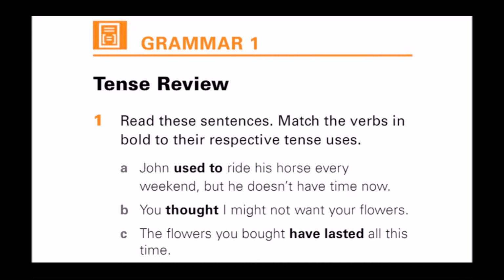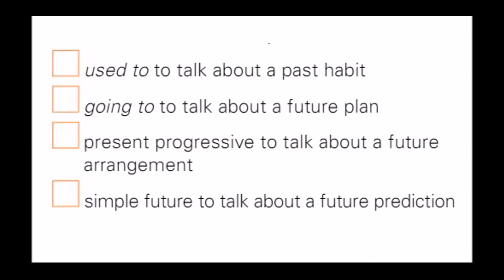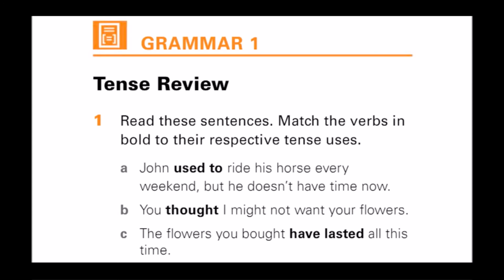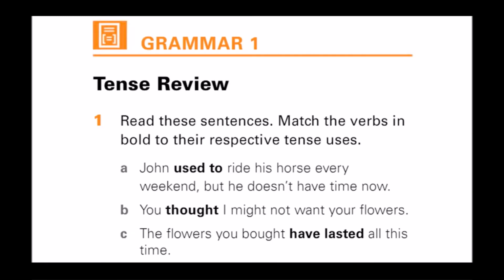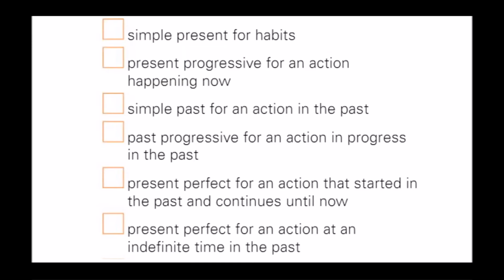Option A. John used to ride his horse every weekend, but he doesn't have time now. Used to talk about a past habit. Option B. You thought I might not want your flowers. Simple past for an action in the past. Option C. The flowers you bought have lasted all this time. Present perfect for an action that started in the past and continues until now.